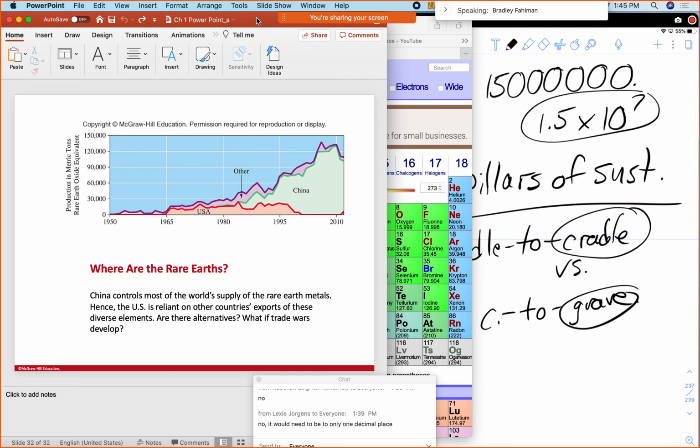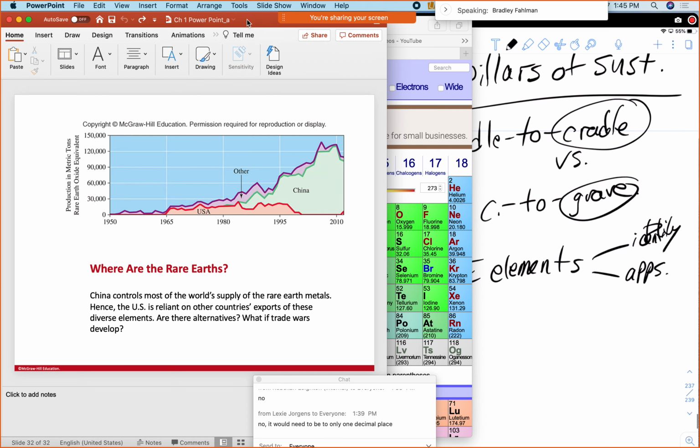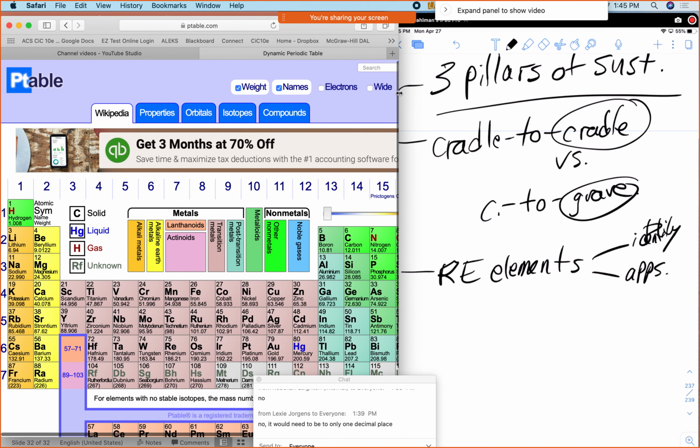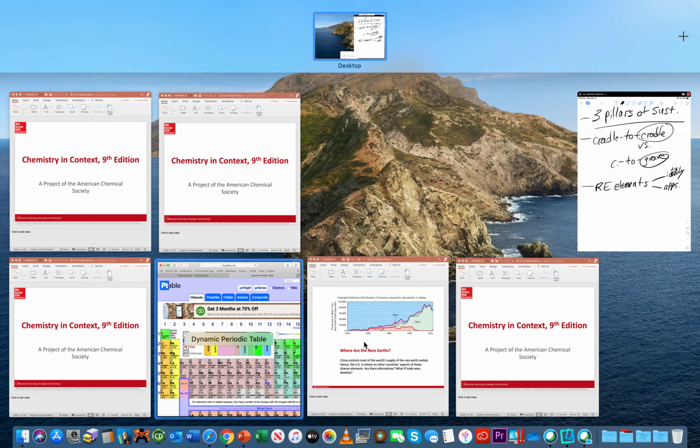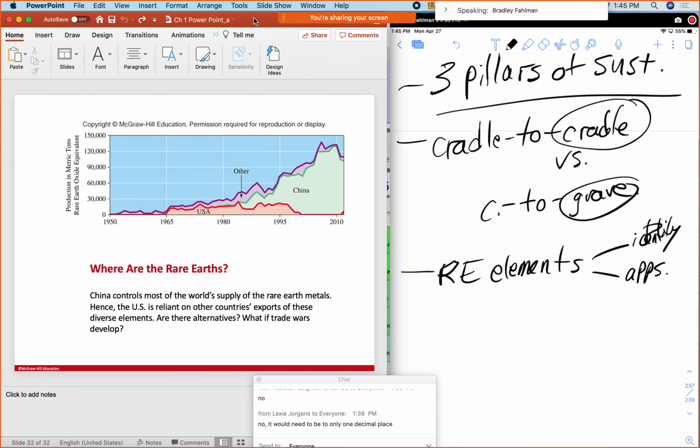Is that the last slide of the chapter? Yeah. Okay. So those are the main concepts: the rare earth elements, what they are, their identity and applications. Okay. So any questions about chapter 1 then? What are important there?